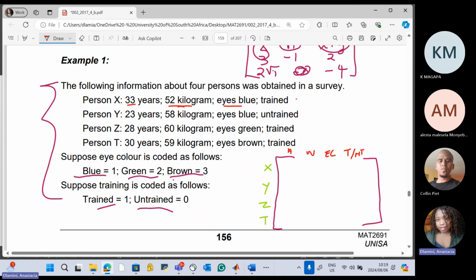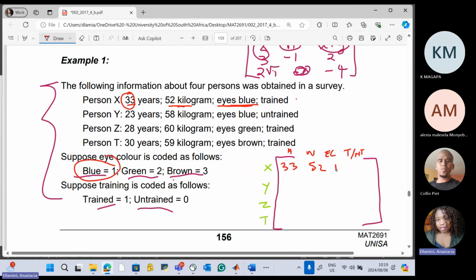Right? Now we go and substitute. We know that for X, the age will be 33. The weight will be 52. The person has blue eyes, meaning that we go to the coding.